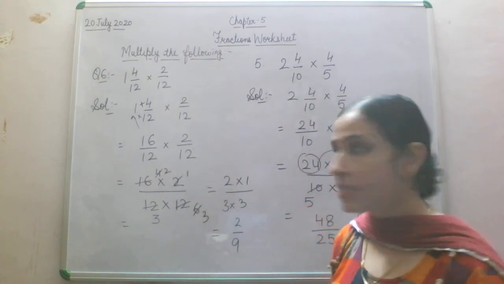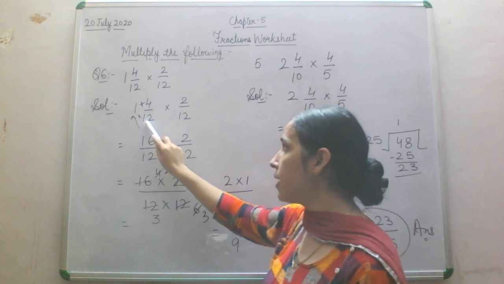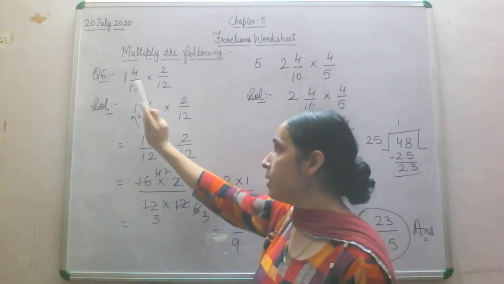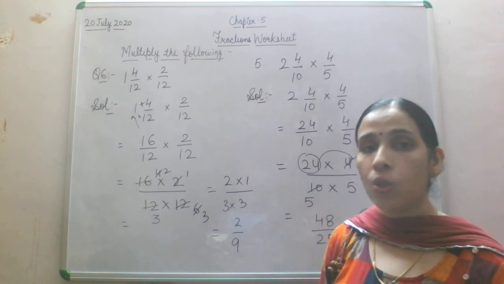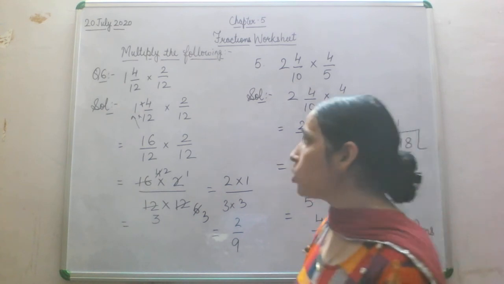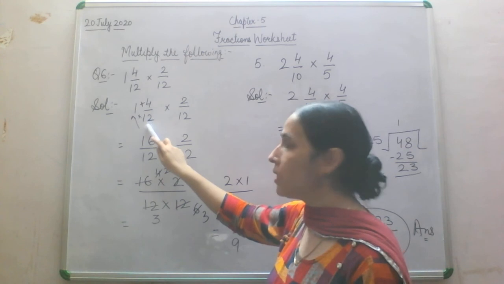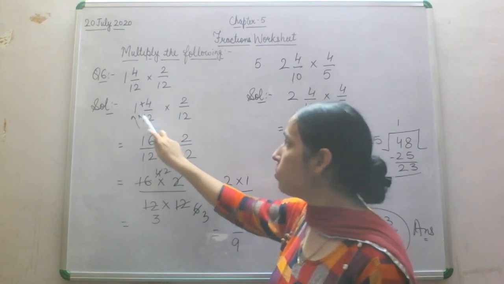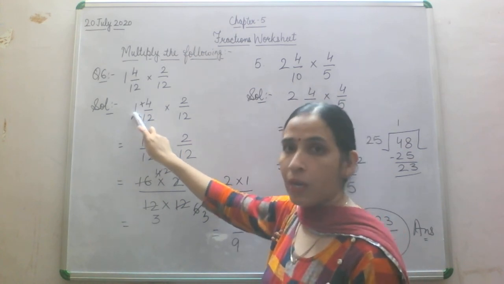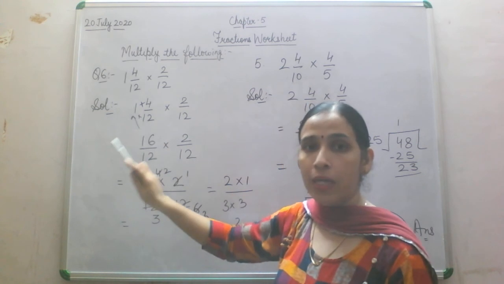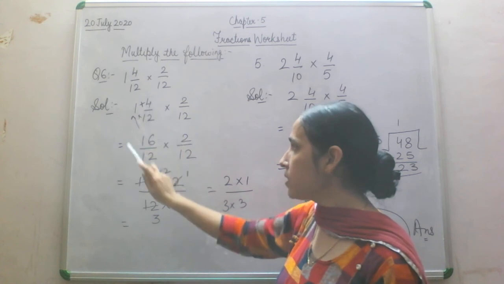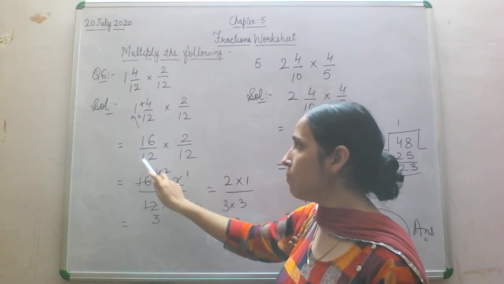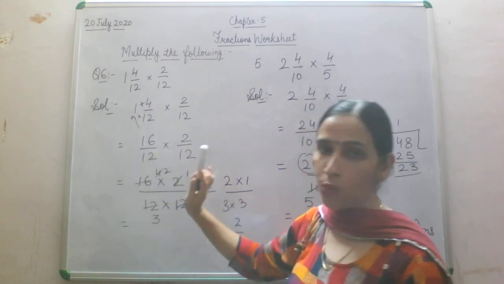Now what is the next step? Because this is a mixed fraction, we cannot solve with a mixed fraction. We have to change it into an improper fraction. So what we will do here: the denominator 12 is going to multiply by 1. 12 ones are 12. Then 4 will be added to that. That will become 16, so that becomes 16/12. The denominator will be the same only.